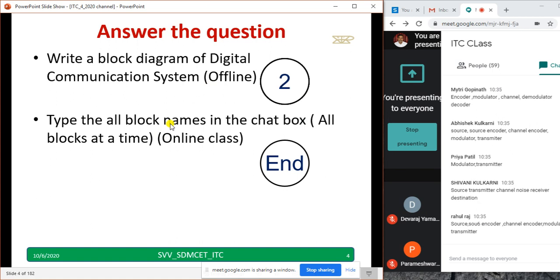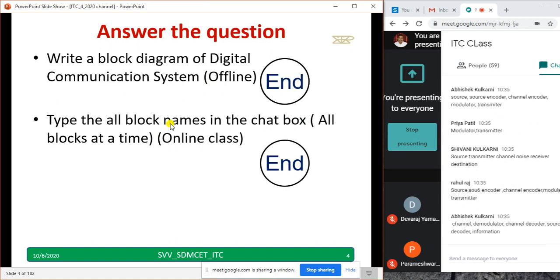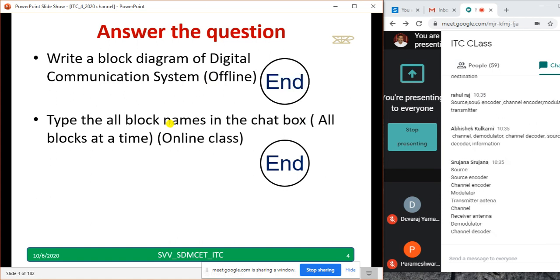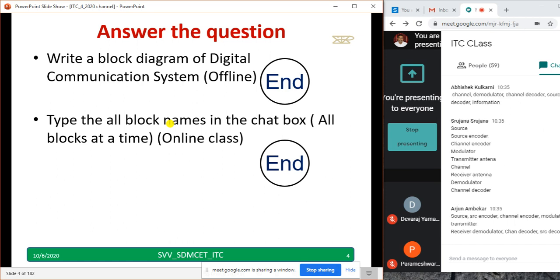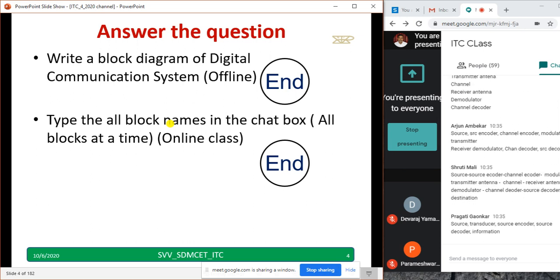Shivani has typed. Rahul Raj is typing. Abhishek Kulkarni has typed. Very good. So this is time. Okay, Srijana has typed very nicely. Thank you, Srijana. Source encoder, channel encoder, modulator, transmitter antenna, channel, receiver antenna. Then she told demodulator, channel decoder. Then source decoder she is supposed to type. Very good. Shruti has typed very nicely. Let us go to the next.